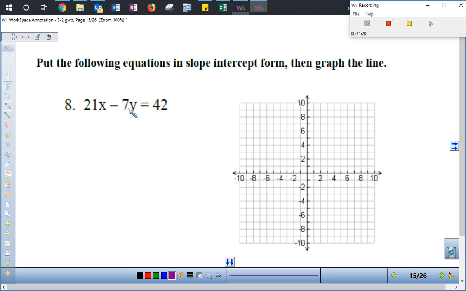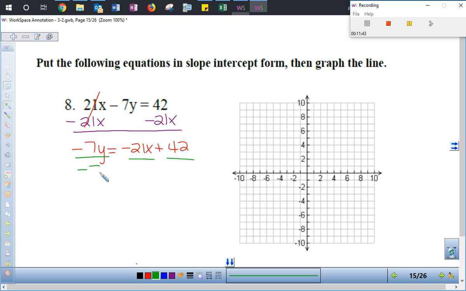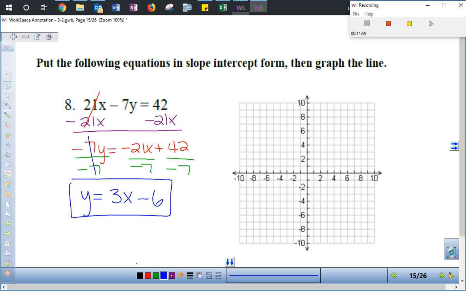I want to solve for y, so we're going to subtract 21x from each side. On the left side, the x's will cancel out and leave me with negative 7y. On the right side, I want that negative 21x to go first, plus 42. Then I can divide each term by negative 7. Now, these will cancel out and leave me with y. Negative 21 divided by a negative 7 is a positive 3x. And then a positive 42 divided by a negative 7 is a negative 6. Y equals 3x minus 6.